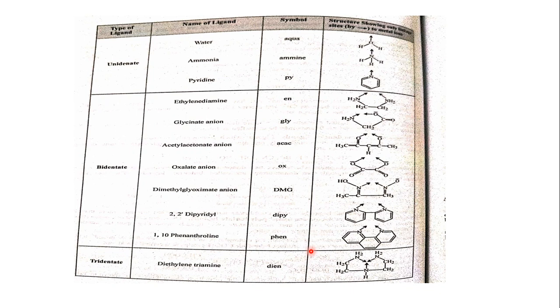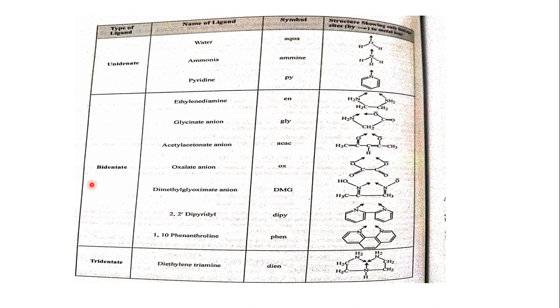So here is the list. If you see here closely, you have unidentate, the type of ligand, the name of ligand, and the third section is a symbol, and the fourth one you have the structure. So in unidentate, I am showing you the structure of water, ammonia, and pyridine. In each of these structures, there is only one donor atom which is trying to donate its pair of electrons or the lone pair to the metal center.